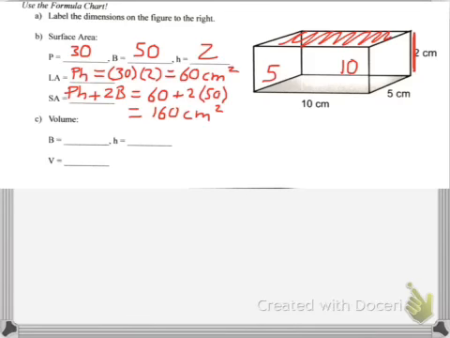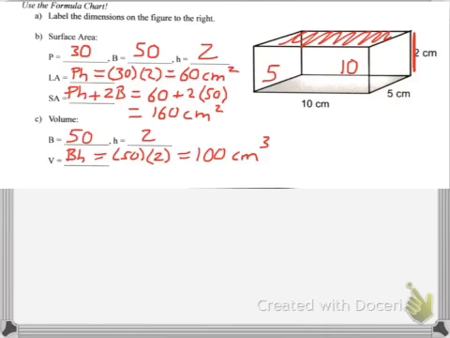The last thing we need to do is find the volume. We already found capital B was 50. The height h was 2. For volume, the equation was capital B times little h, so all I have to do is multiply 50 times 2. When I do that, I will get 100. Now, volume is a three-dimensional measurement, so when I put my unit of measurement on here, I'm going to put it in centimeters cubed.